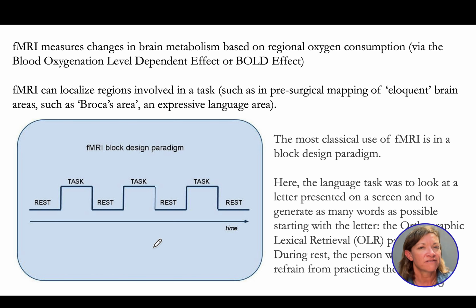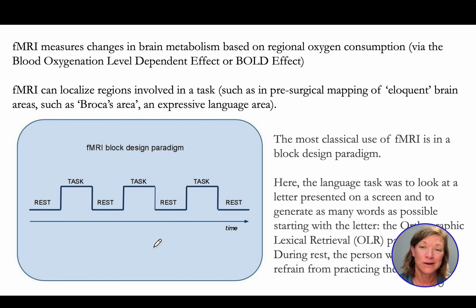Now, you can use fMRI, of course, in myriad ways in research and clinically. One way is going to be our example here. You can localize regions of the brain that are involved in a task. And you might do this, for example, for pre-surgical mapping of eloquent brain regions like Broca's area, which is used for expressive language. So if you have to resect a brain tumor, you want to avoid Broca's area.